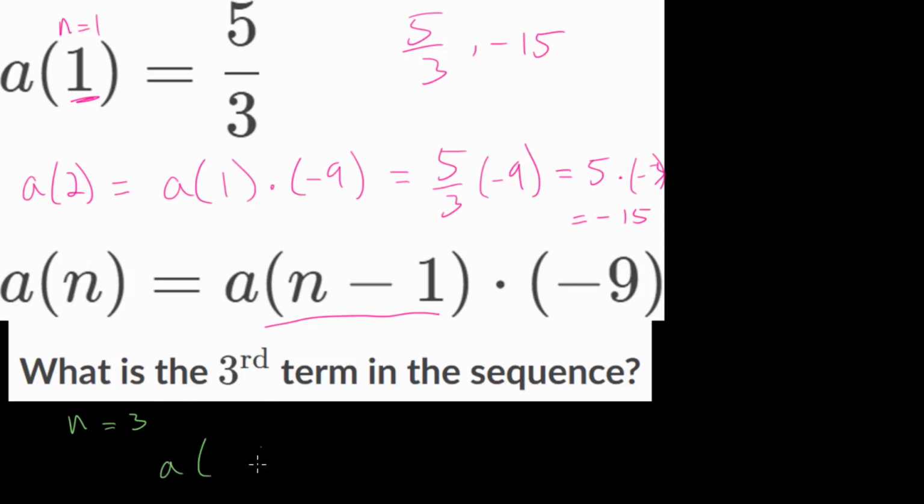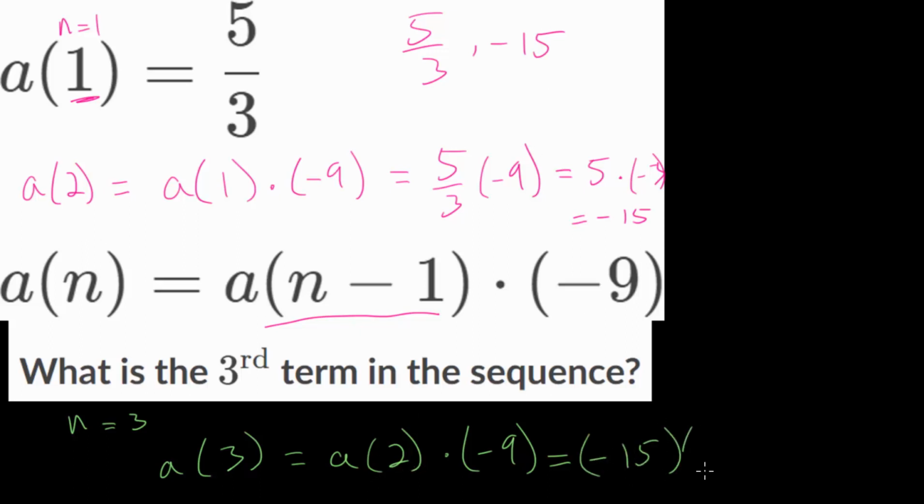Let's now set n equal to 3, since that's ultimately what we want to find. We have our function for this recursive sequence here, a of 3 now. And this is equal to a of 3 minus 1, or a of 2. And we'll multiply that by negative 9. But we know a of 2 is just negative 15. So we take our negative 15 and we multiply it by negative 9. The negatives cancel, and 9 times 15, we can do 9 times 10, that's 90, and 9 times 5 is 45. If we add 90 plus 45, we get 135. So it looks like the third term in our sequence is 135.